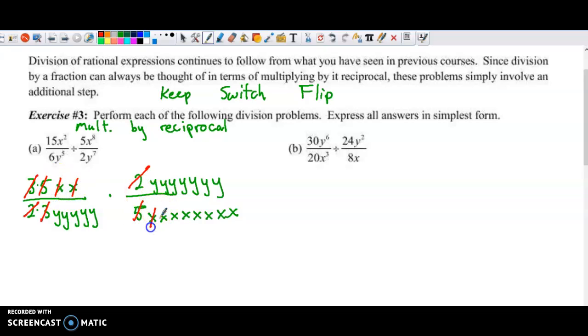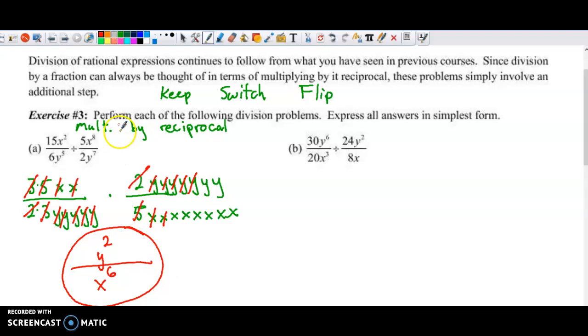We have 2 x's on top, 2 x's on bottom. That leaves me with 6 x's on bottom. And what do we got? 1, 2, 3, 4, 5 y's on bottom. 1, 2, 3, 4, 5 y's on top. Leaving me with 2 y's on top. And yeah, when you get practice though, you might not break it all the way down.